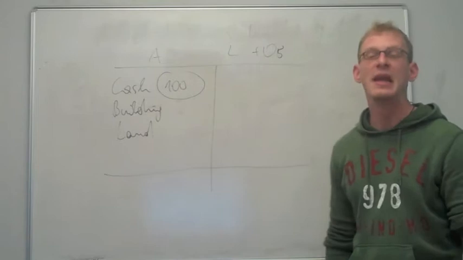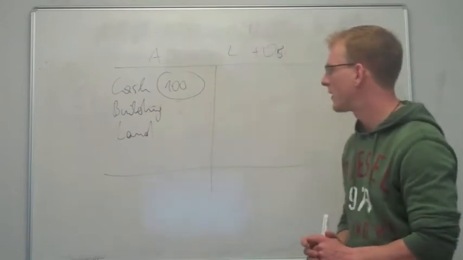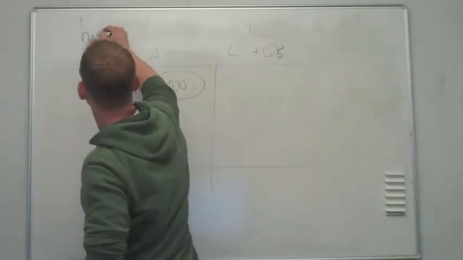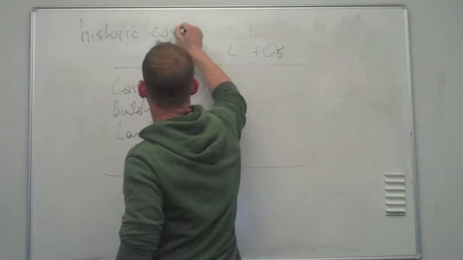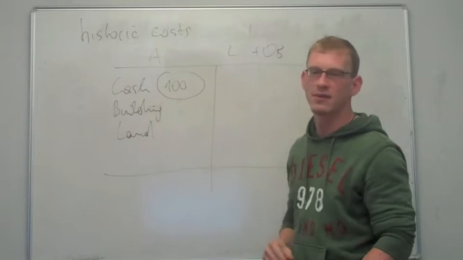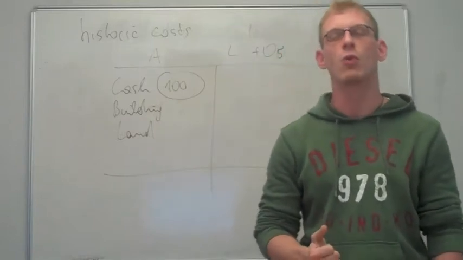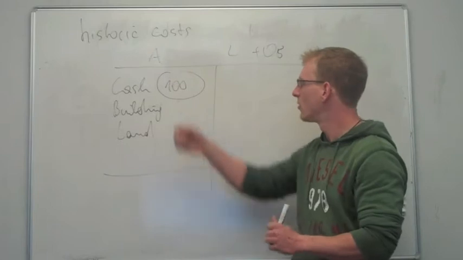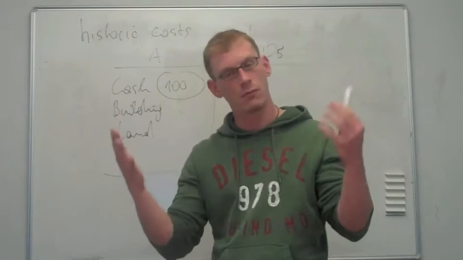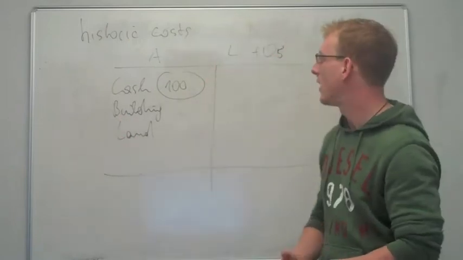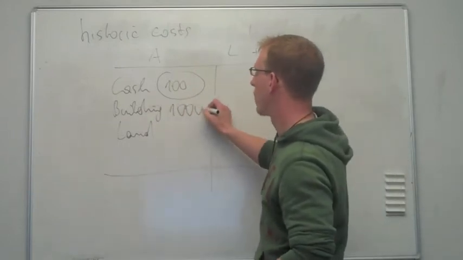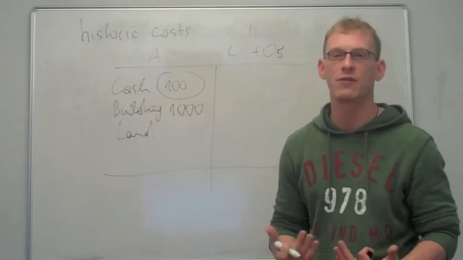Let's take the building, for example. In order to explain that, I have to introduce a new term. It's called historic costs. Historic cost means the value that you assign, in my example, to the position buildings is what you initially paid for acquiring it. So let's assume I bought an apartment for, let's say, 1,000. Then the value would be, at least initially, 1,000, because that is what I originally paid for it.